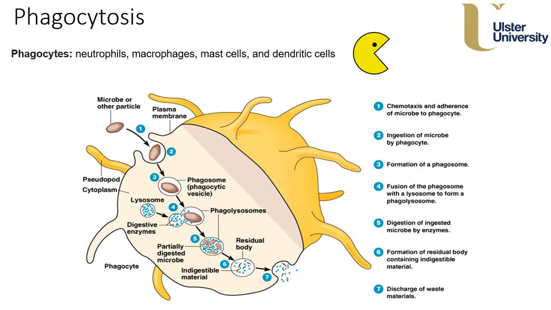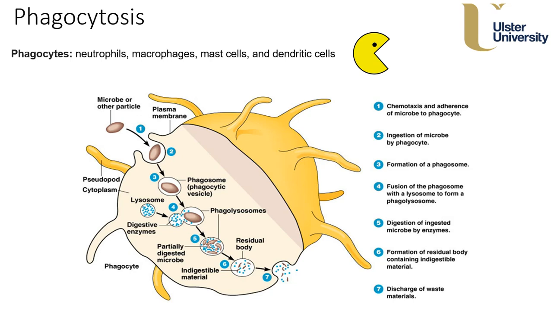Before we delve into each immune cell, there are some terms I want to introduce you to. The first is phagocytosis. This is the process of engulfing an antigen or a dead cell or even cell debris. The cells that do this are the neutrophils, macrophages, mast cells, and dendritic cells, and collectively they're known as phagocytes. It might help you to think of them as little Pac-Man-like cells, because that's essentially what they're doing. They're circulating around and engulfing or eating microbes.